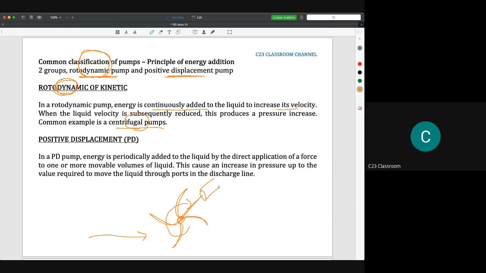So we have a motor here. The motor will rotate the blades. So the kinetic energy from the motor is now transferred to the blade. Then when the water comes into the casing, the kinetic energy is transferred to the liquid. Then this liquid will have extra energy.